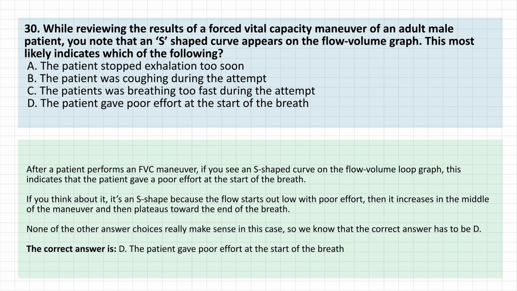After a patient performs an FVC maneuver, if you see an S-shaped curve on the flow volume loop graph, this indicates that the patient gave a poor effort at the start of the breath. If you think about it, it's an S shape because the flow starts out low with poor effort, then it increases in the middle of the maneuver and then plateaus toward the end of the breath. None of the other answer choices really make sense in this case, so we know that the correct answer has to be D. The patient gave poor effort at the start of the breath.